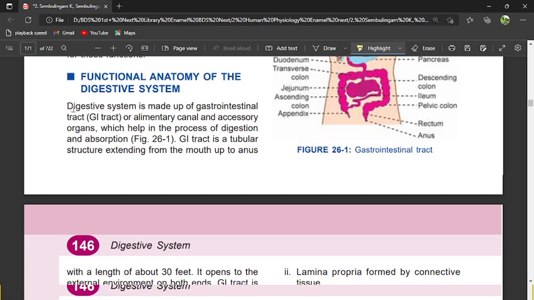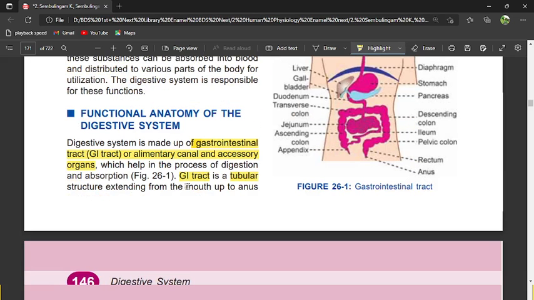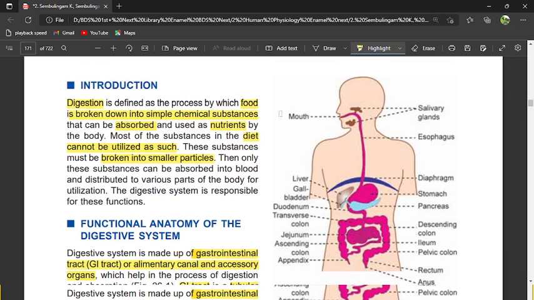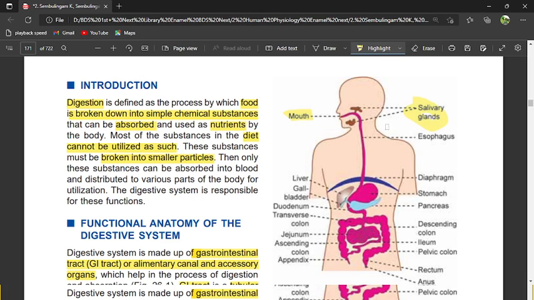You know that, right? The digestive system is made up of the gastrointestinal tract, or alimentary canal, and accessory organs, which help with digestion and also absorption. GI tract means gastrointestinal tract. It is a tubular structure extending from the mouth to the anus. Here you can see in this figure there is the mouth, and there are the salivary glands, right? See, mouth to the anus.